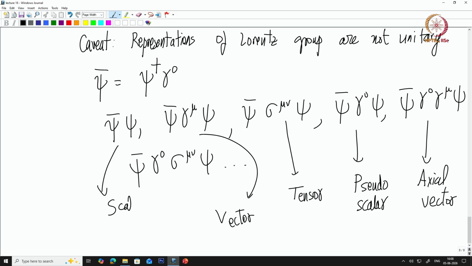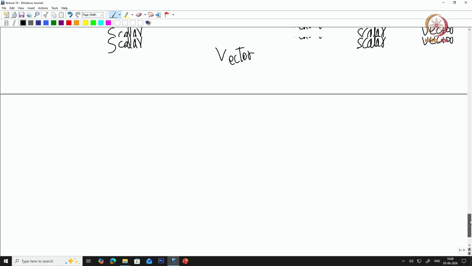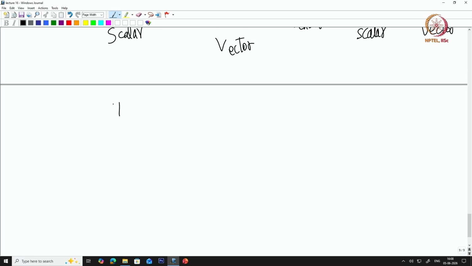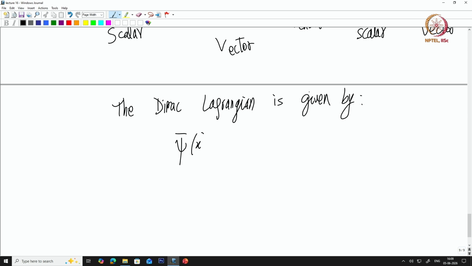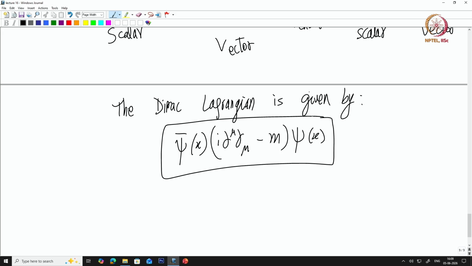I will not spend much time on it. In the end we can write the Dirac action, the Lagrangian, which is given by psi bar of x times i del mu gamma mu minus m, times psi of x. So this is the Lagrangian of the Dirac equation.